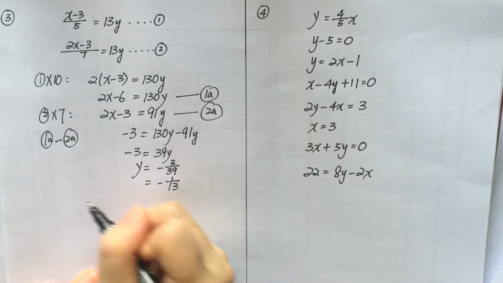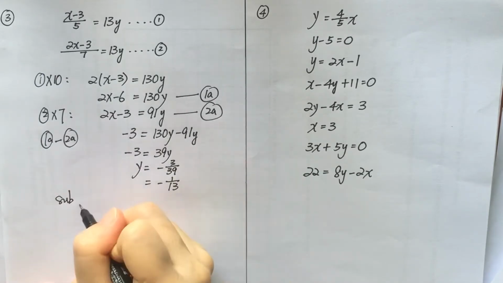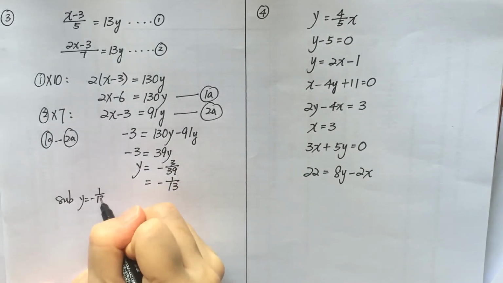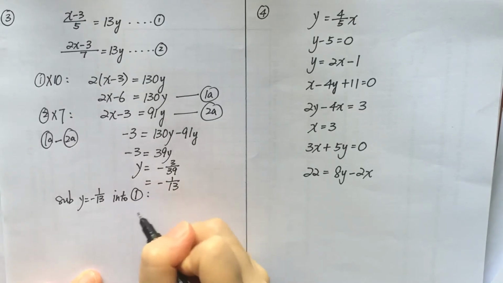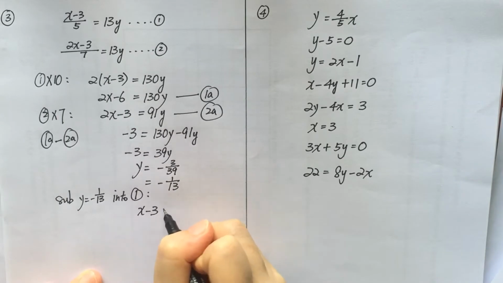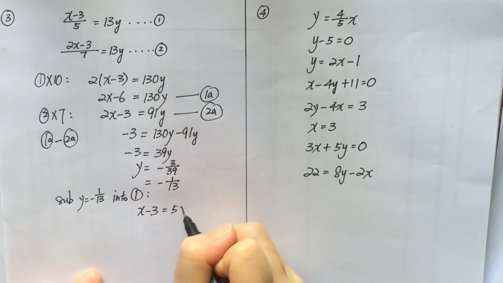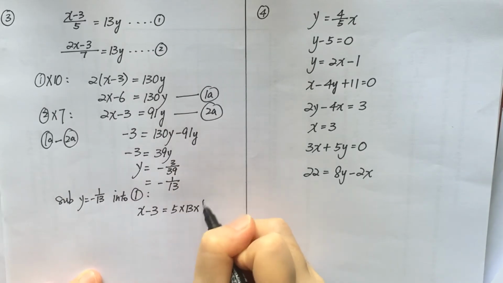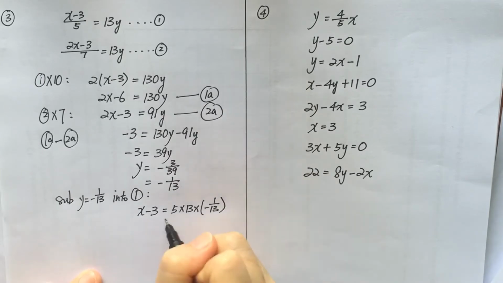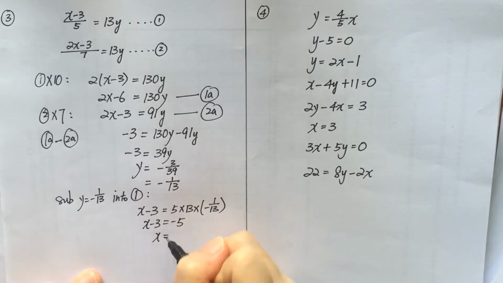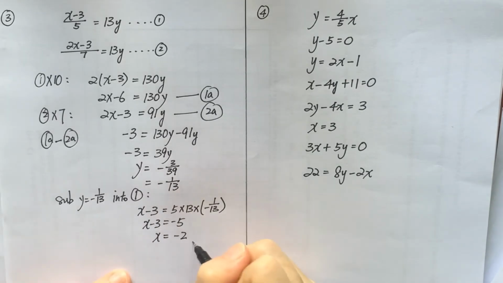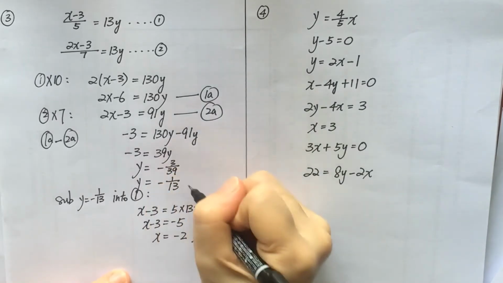So in order to find x, okay, I substitute y equals to negative 1 upon 13 into equation 1. Okay, so I have x minus 3 equals to 5 times 13 times negative 1 upon 13. So I have negative 5 here. So x minus 3 is negative 5, x is negative 2. So these are my answers.